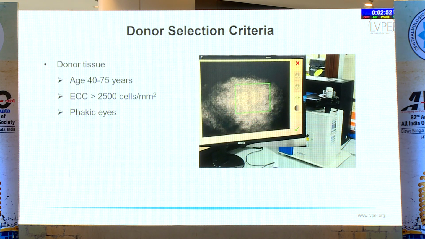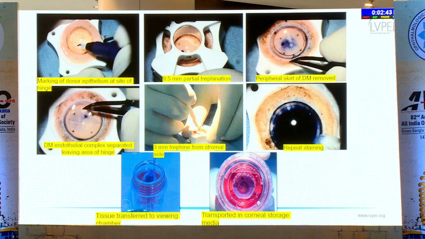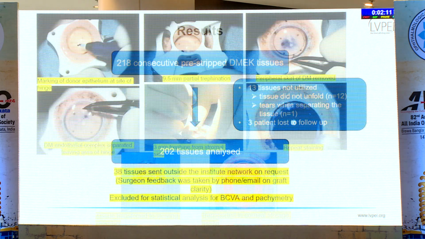This was the donor selection criteria that was followed: age 40 to 75 years, endothelial cell count of more than 2500, and only phakic eyes were taken for this. So this was the method which was used by the technicians at the eye bank. The donor epithelium was marked at the site of the hinge. Initial 9.5 millimeters partial trephination was done, and the peripheral skirt of DM was removed after staining the endothelium with trypan blue. The DM endothelial complex was separated, leaving only the area of the hinge. A stromal window was made, repeat staining was done, and then subsequently the tissue was transferred to the viewing chamber, and it was transported in the corneal storage media, either MK or Cornisol.